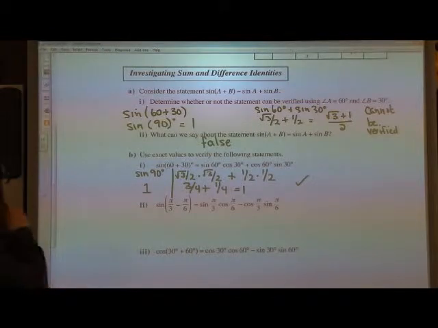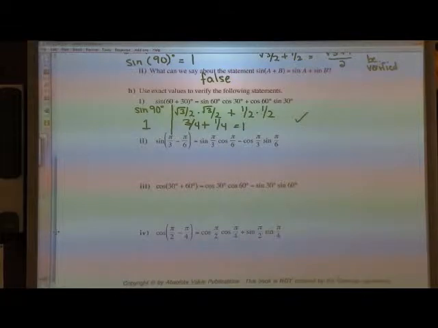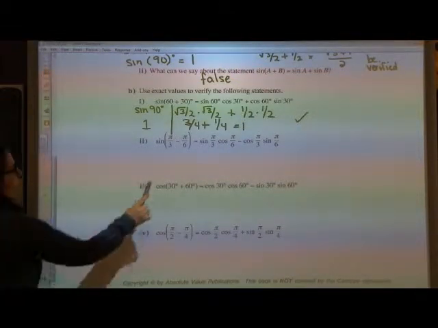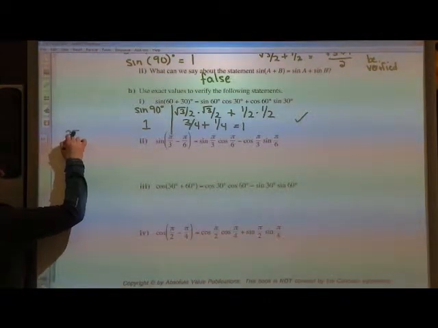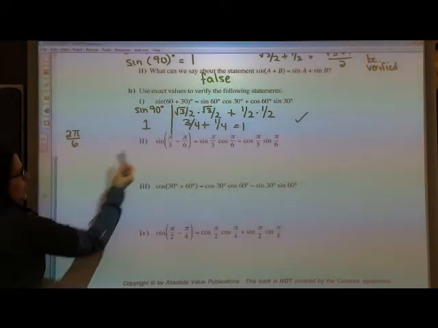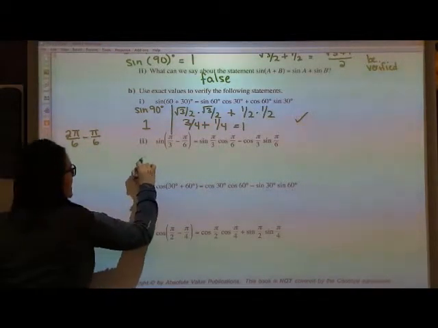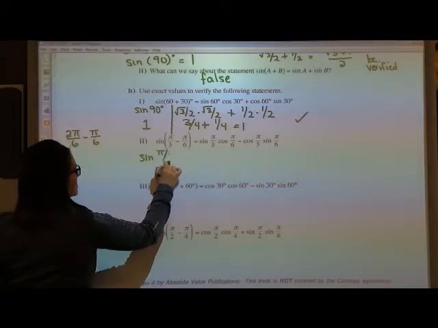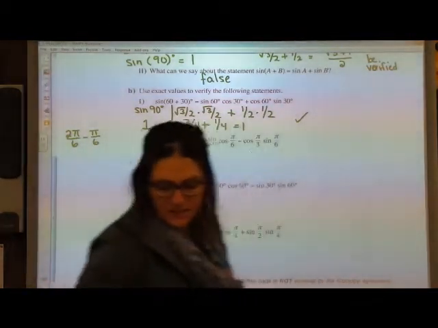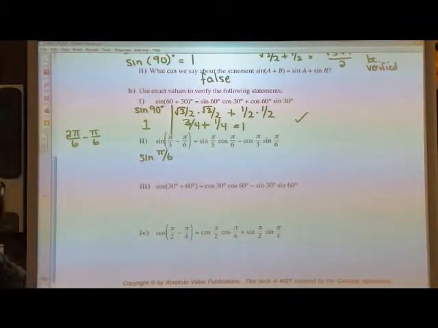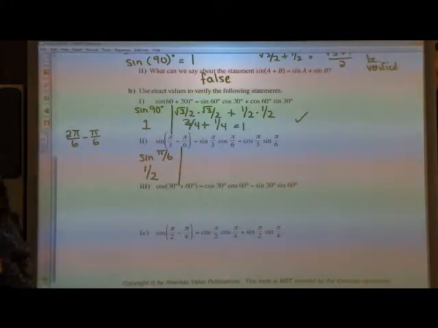So if I look at number 2, I have sine pi over 3 minus pi over 6. If I subtract these using common denominators, I would get 2 pi over 6 for my pi over 3 minus pi over 6. This would leave me with sine pi over 6. And again, according to my chart, sine pi over 6 is 1/2. So there's my left side.